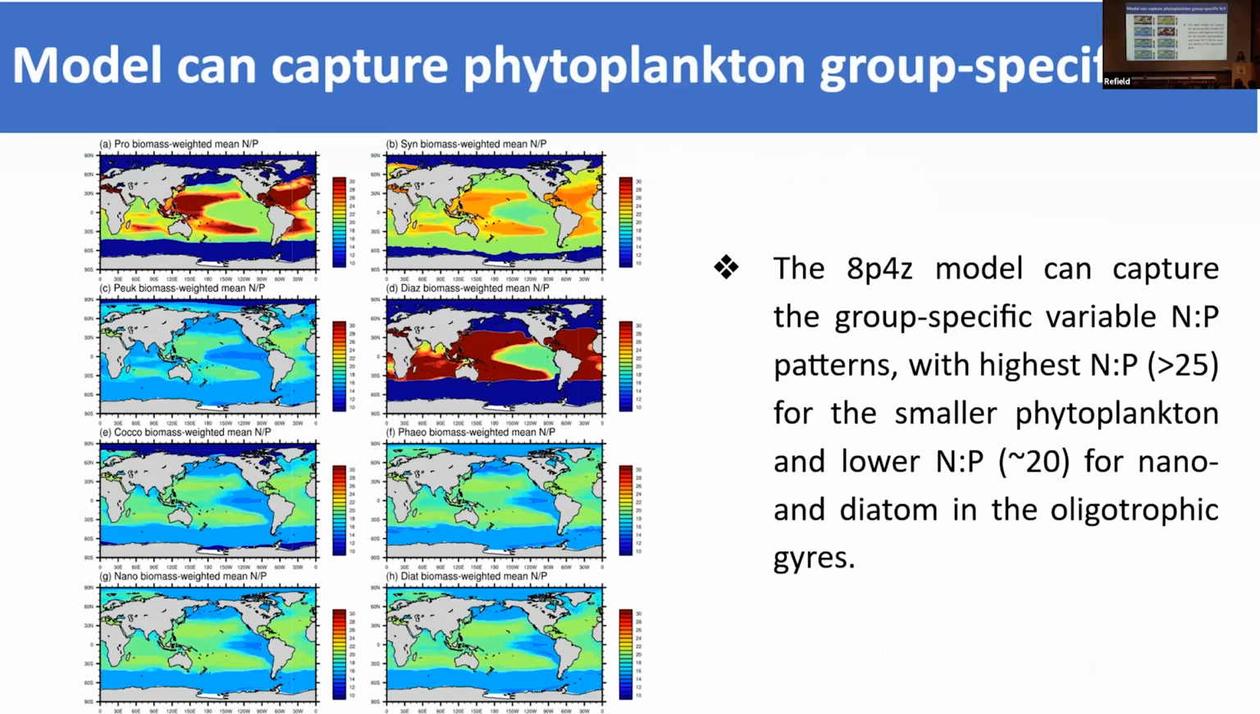And finally, I want to point out our model can also capture the phytoplankton group-specific entropy. As you can see, our model can capture the group-specific entropy patterns, showing the highest entropy for the smaller size phytoplankton, such as Prochlorococcus, Synechococcus, and diazotrophs, and relatively lower entropy for the larger size, such as nano-sized phytoplankton and the diatoms in the oligotrophic gyres.